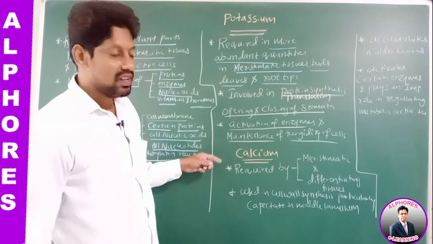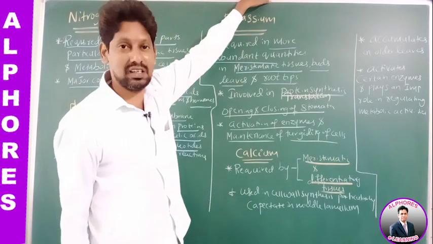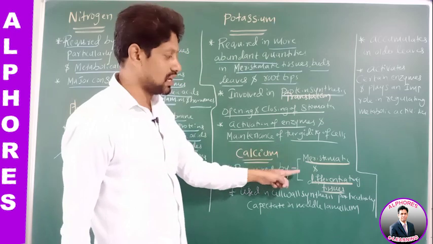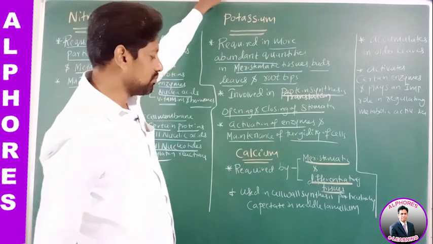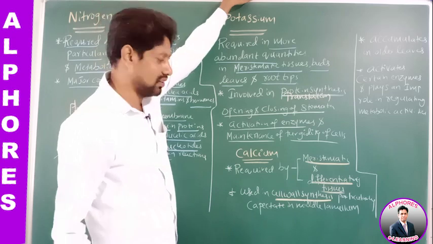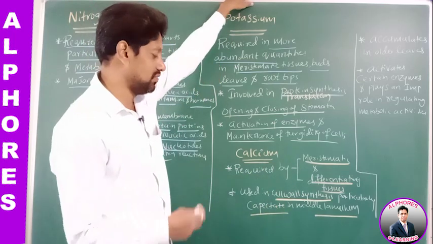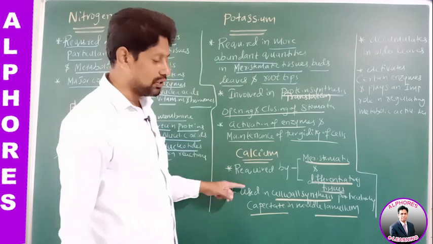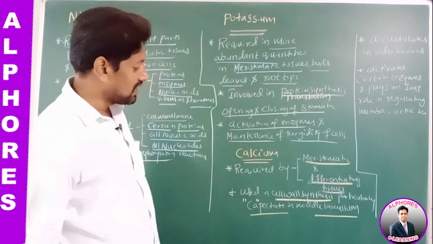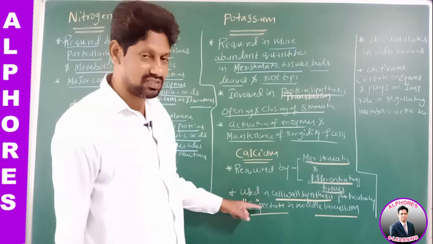What, sir? Calcium. Sir, calcium is required by meristematic tissues as well as differentiating tissues. Differentiation, cell differentiation. Therefore, calcium is required by meristematic tissues and differentiating tissues. Right. Sir, this calcium is used in cell wall synthesis. Which cell wall, sir? Middle lamella. In middle lamella, for what? For the production of calcium pectate. The name itself indicates calcium pectate. Therefore, calcium is used in cell wall synthesis, particularly calcium pectate in middle lamella.